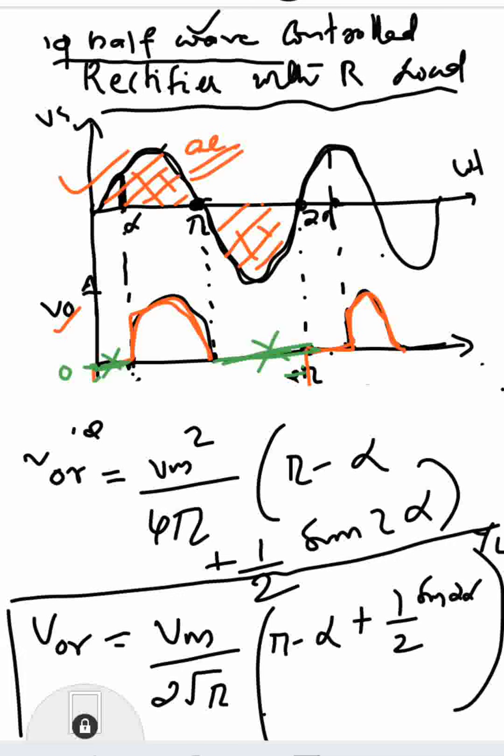Try to derive this expression, because normally in examinations they will ask the definition and the derivation, how to find the average and RMS value of output voltage. So this is the way to calculate. Any voltage waveform is given, first you find out the time period, then 1 divided by time period, integrate the waveform from 0 to T, and you will get the average value. Its root mean square gives you the RMS value also.